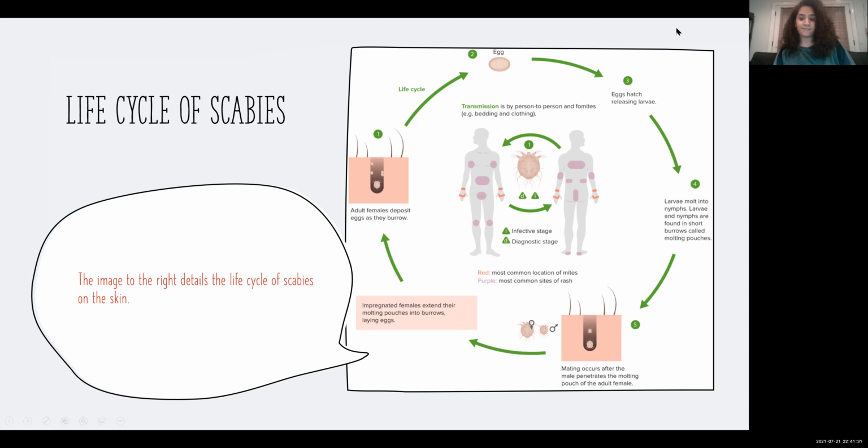Mating occurs after the male penetrates the molting pouch of the adult female, and then the impregnated females extend their molting pouches into burrows, laying eggs, and the cycle continues. From the moment you are infected with scabies, you are at risk of transmitting it to anyone, even if symptoms don't appear.